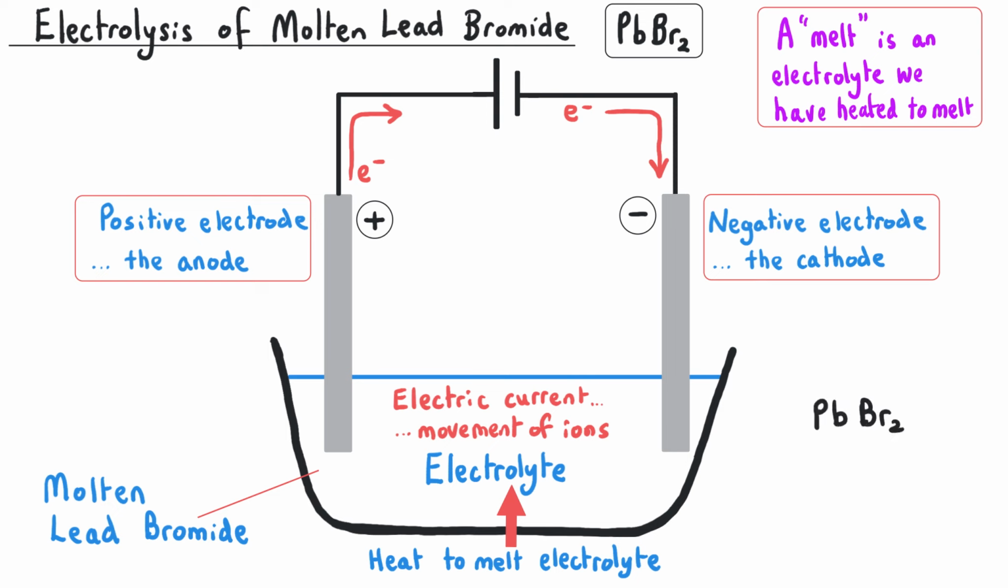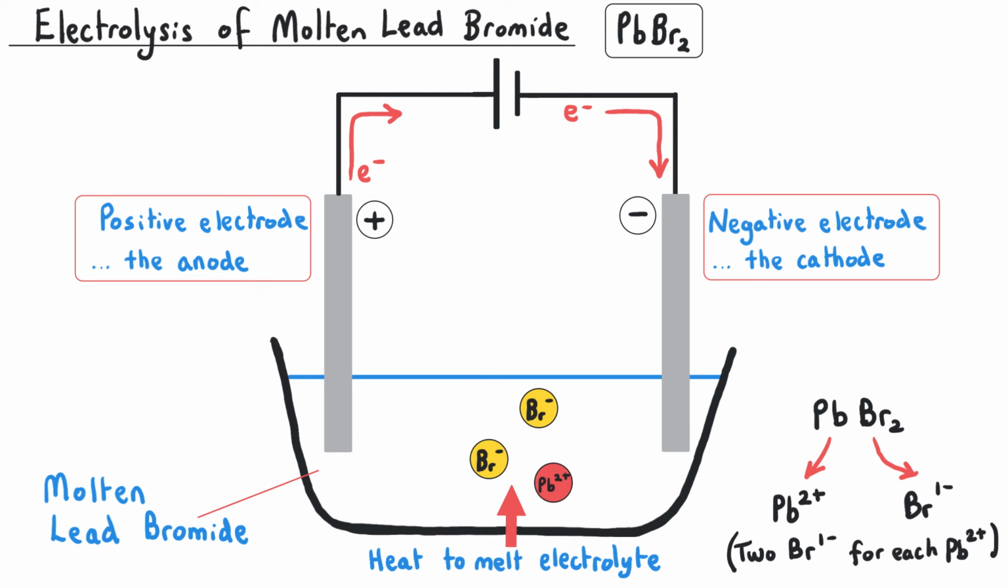Now, lead bromide contains two types of ion. It contains lead, which is a 2+ ion. All metals will form positive ions, and it also contains the bromide ion, and bromine is in group 7, so when it forms an ion, it becomes bromide, which is 1- as a charge.